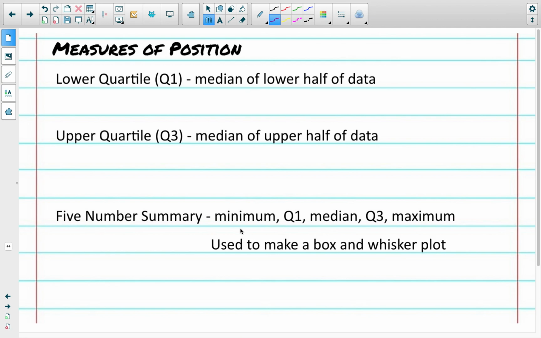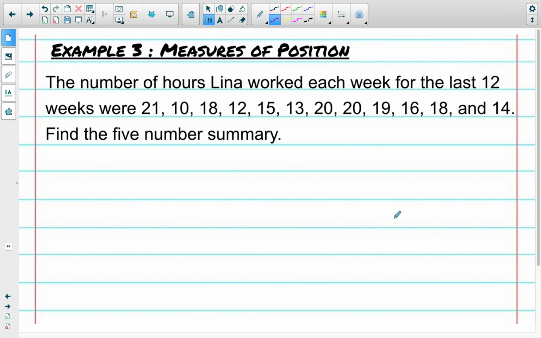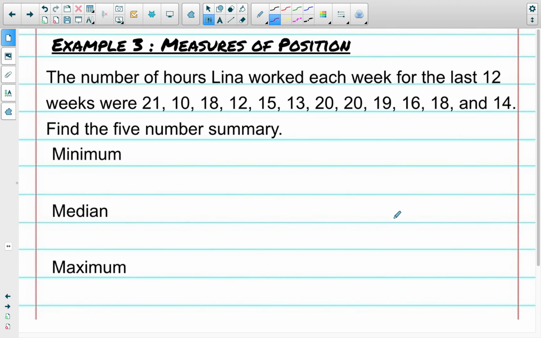For the 5-number summary, we want the 5 numbers that are needed to make a box and whisker plot. Those 5 numbers are minimum, Q1, median, Q3, and maximum. In this example, the number of hours Lena worked each week for the last 12 weeks were listed here. Find the 5-number summary. When finding it, I recommend finding the minimum, the maximum, and the median first because they are the most straightforward. First, we have to order these from least to greatest.